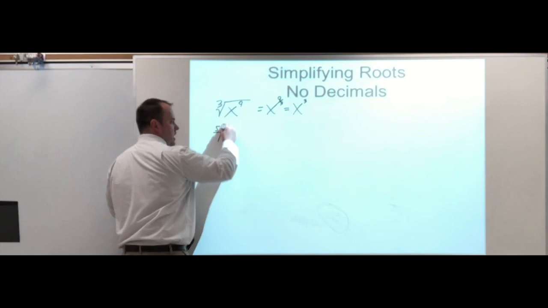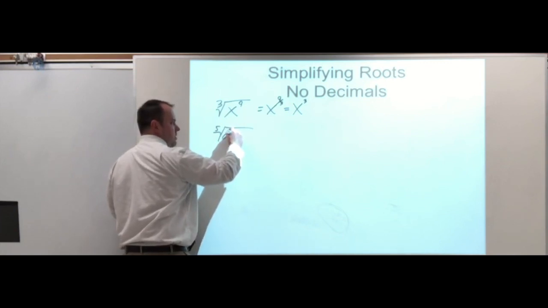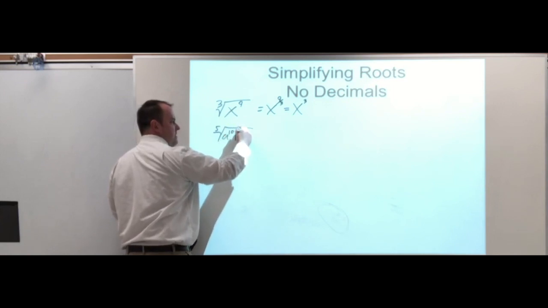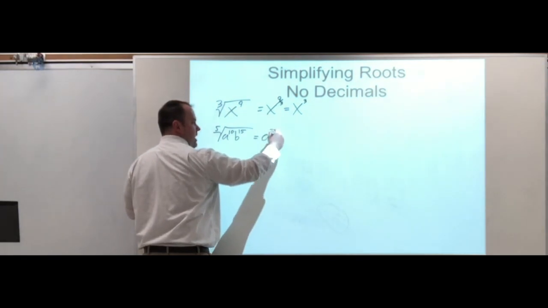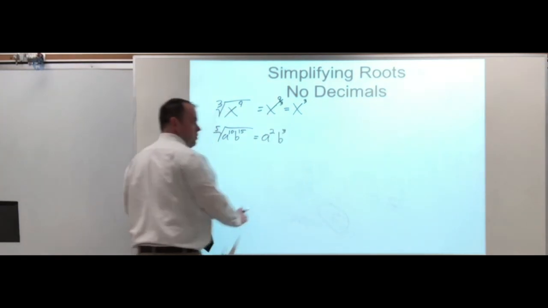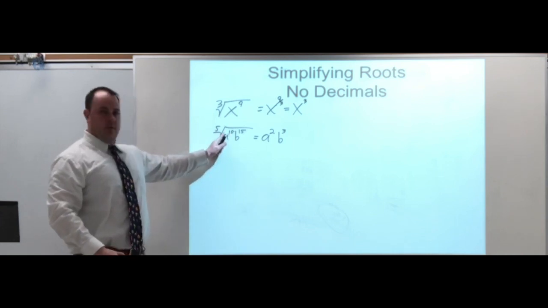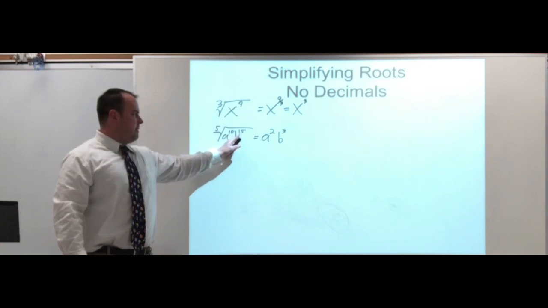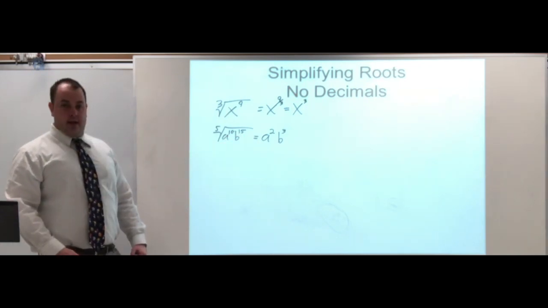The 5th root of a to the 4th. Oh, I'm sorry, I want to do a to the 10th, b to the 15th. This would simplify to a squared, b cubed. The 10 divided by 5 would be 2, and 15 divided by 5 is 3. Okay, now both these examples worked out nice.